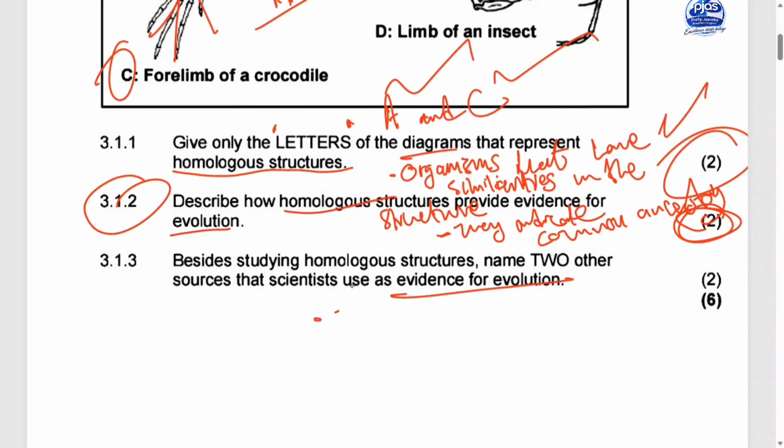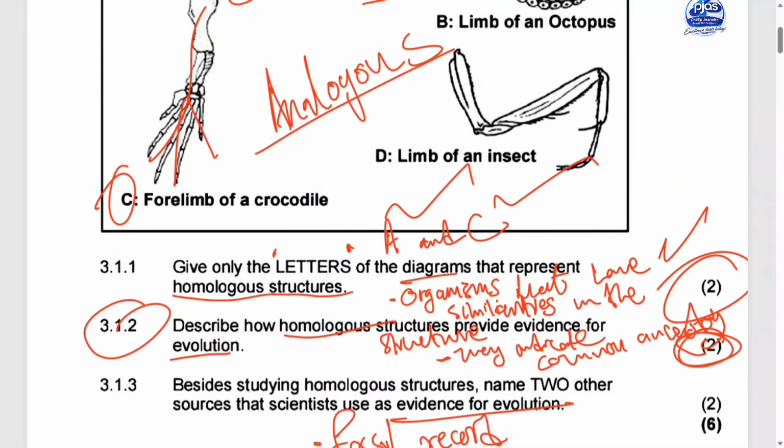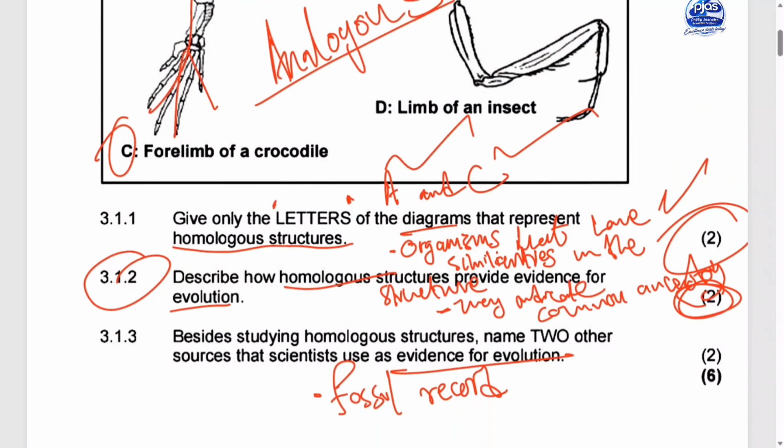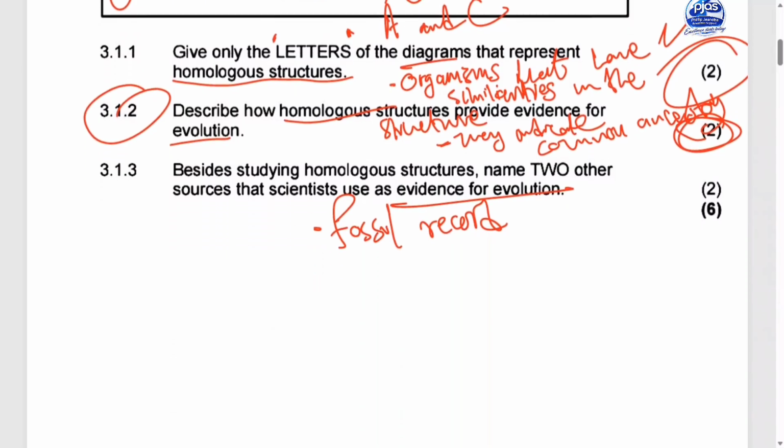Besides studying homologous structures, name 2 other sources that scientists use as evidence for evolution. You need to remember the fossil evidence, the fossil record. Fossils are the remains of dead organisms, and those remains tell us the evidence for evolution by comparing the structures.